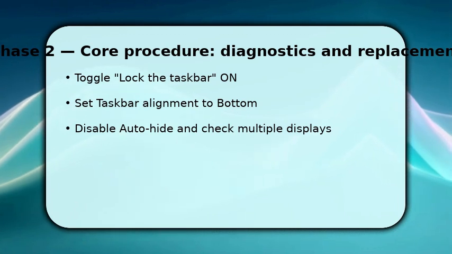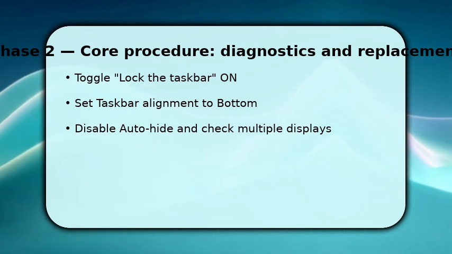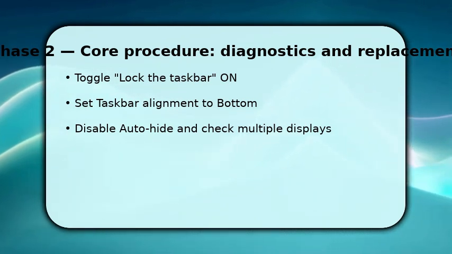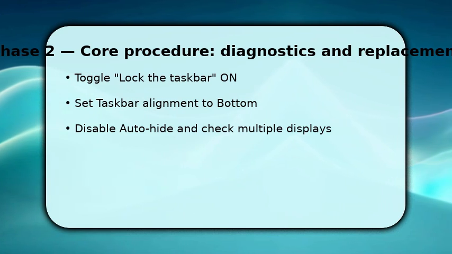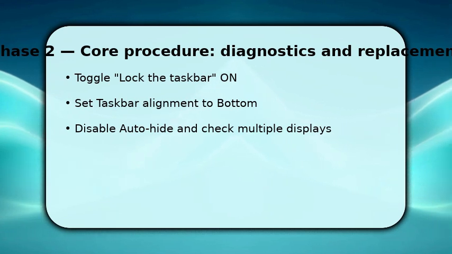Also, disable auto-hide unless you want it hidden, and verify behavior on multiple displays by checking the multi-display options. These choices prevent snap or drift. By combining lock, alignment, and hide settings, you reduce the common causes of a moved taskbar.